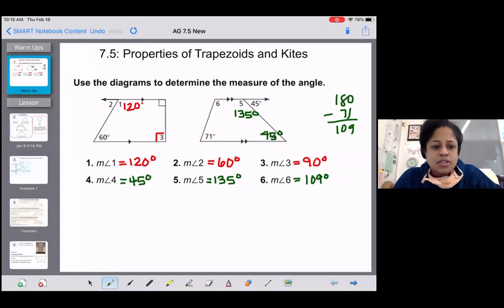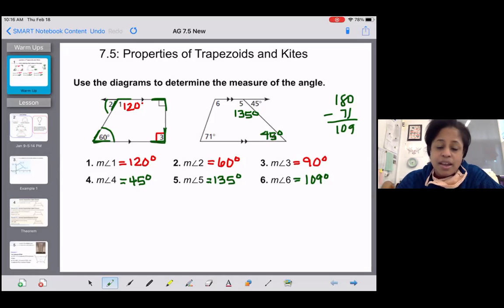Okay, so here are the answers for 1 through 6. I started with the measure of angle 1, and that one is 120 because this angle right here and this angle right here are consecutive interior angles, and the lines are parallel, so they have to be supplementary. Angle 2 and the one that's 60 degrees are alternate interior angles, and the lines are parallel, so they have to be congruent. And then angle 3, you have the same situation that you had with the 120 and 60 on the other side. Those two are consecutive interior, so they have to, again, be supplementary. So we got 90 and 90.